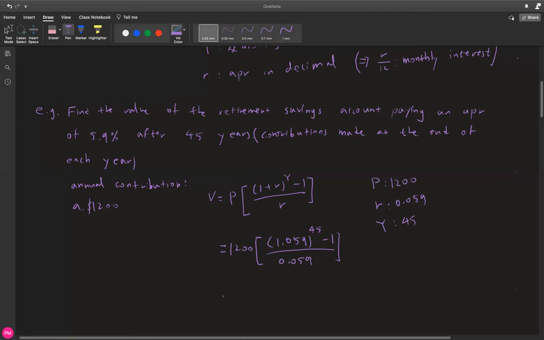So if you put this into the calculator properly, you should end up with $247,977 and 55 cents. So that's a significant amount of money that you yield just by simply saving $1,200 each year.